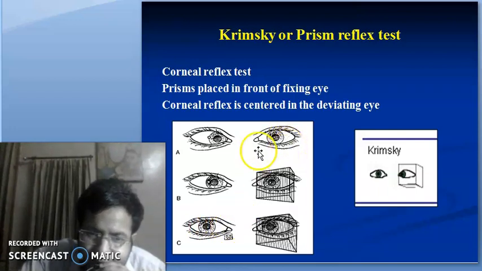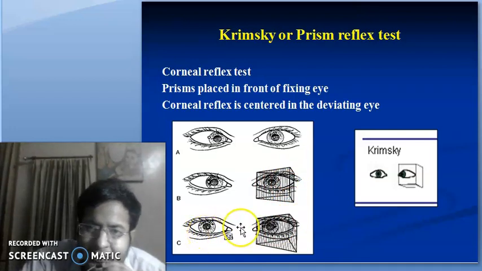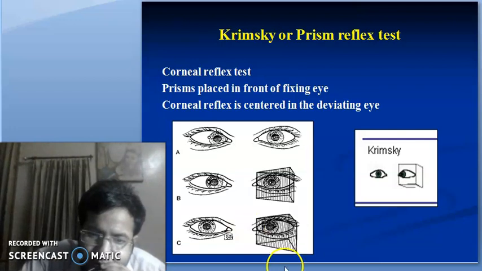First, we put the prism on the fixating eye and then we keep on increasing the power of the prism. What is the end point? When the corneal reflex is at the center of the pupil in the strabismic eye. This is the Krimsky or the prism reflex test. In the modified Krimsky test, we put the prism on the non-fixating eye, with the apex of the prism towards the deviation.